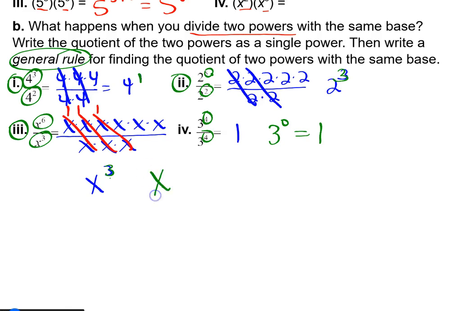So if we had x to the a over x to the b, we would subtract a minus b, and we would have x to the a minus b.